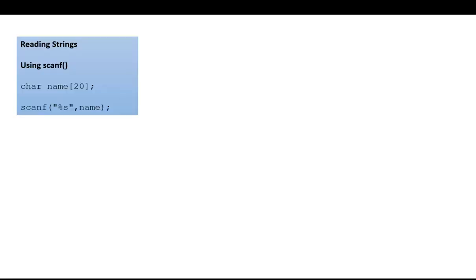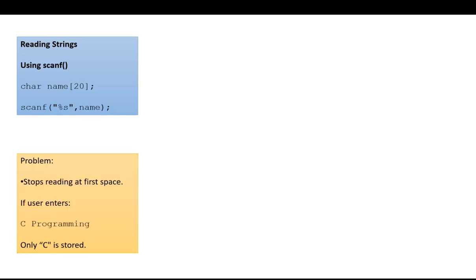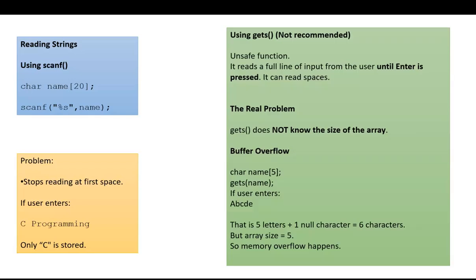Done. Fine. How should I read strings? To read a string, I can use scanf. scanf %s, name. Important point to note, there is no ampersand here, unlike our previous examples of integers. This has one problem. What is the problem? It stops reading at the first space. Whenever the first space is encountered, this scanf stops reading. For example, if user has entered C programming as input, only C is stored. So this method is limited.